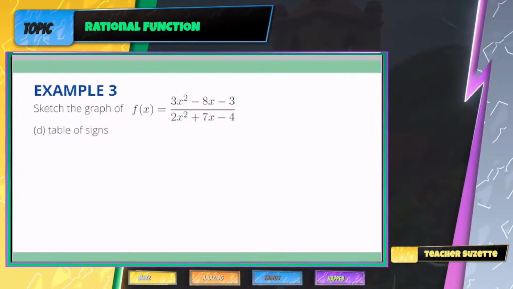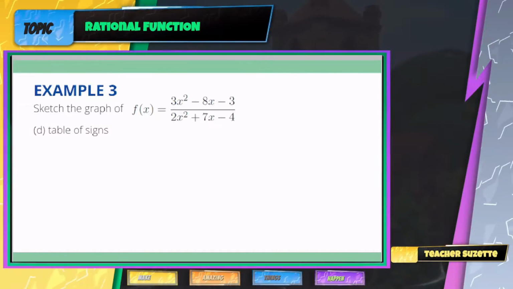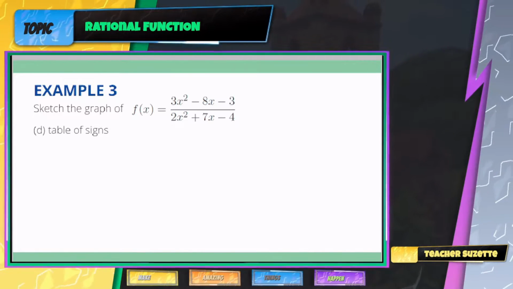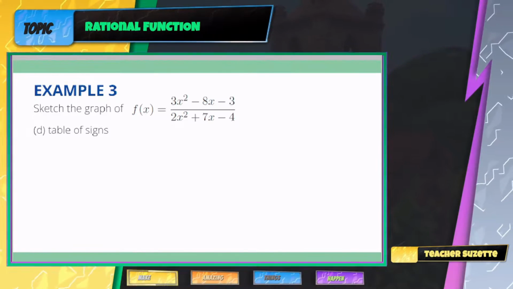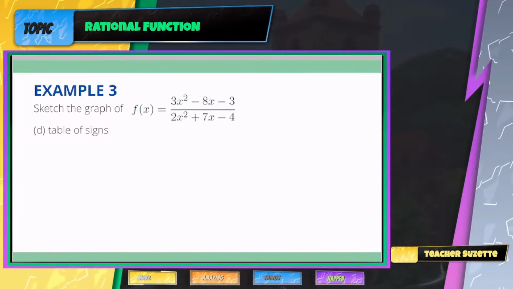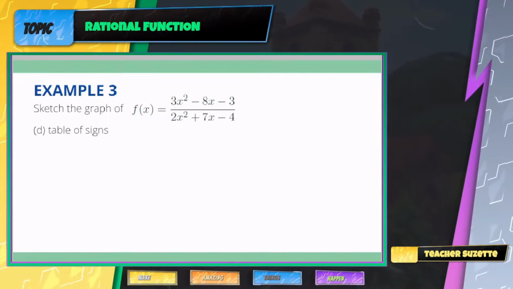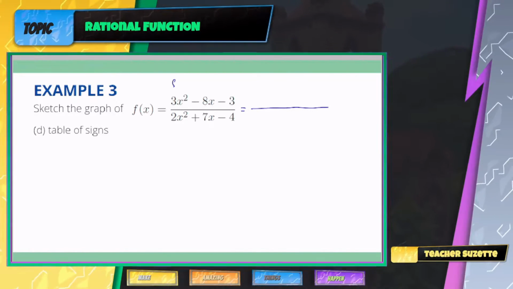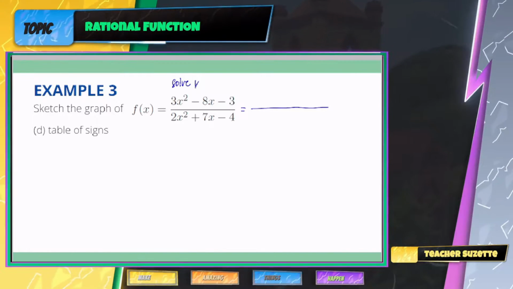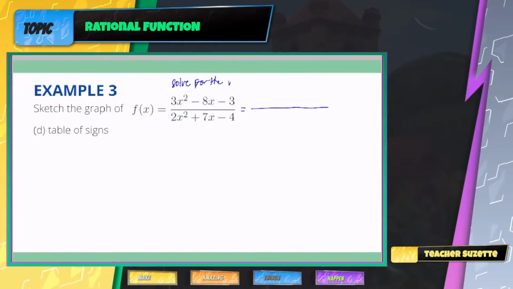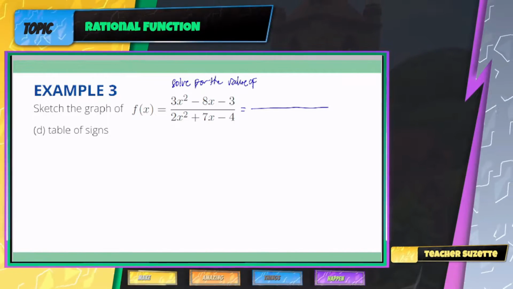This time, let's construct the table of signs. But before that, syempre, hanapin muna natin yung ating mga boundaries. So, for us to identify the boundaries in our table of signs na i-construct natin, we have to get the values of x. So, let's solve for the values of x.